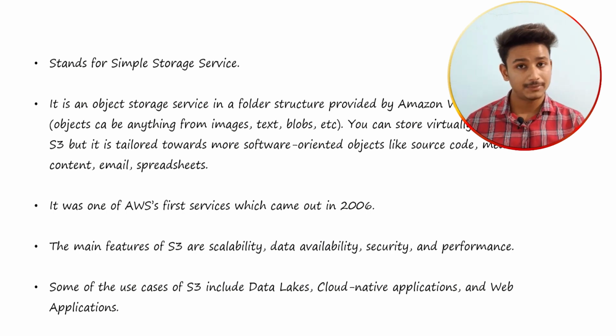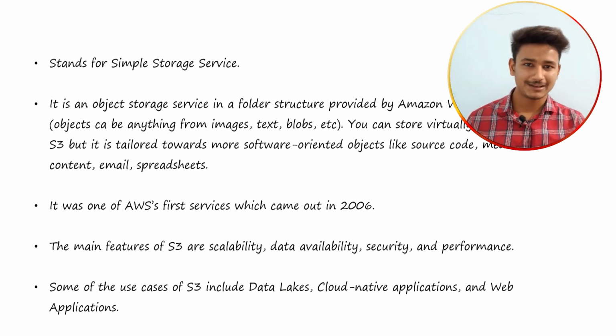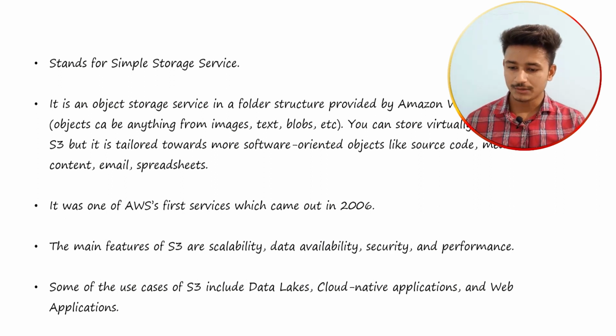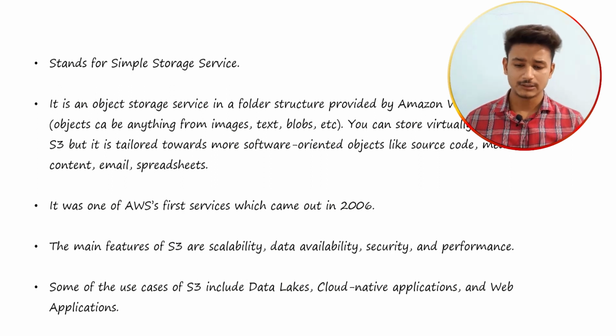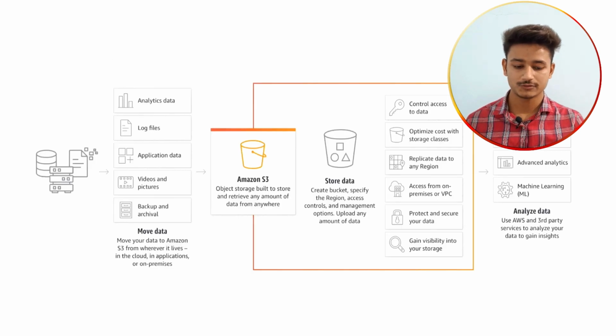Then comes data availability. Data is available 24 by 7 in S3. Then comes security. AWS S3 guarantees 99.99% safety and security. Then comes performance: data fetching, storing, or retrieving. All these things are made very simple, faster and easier in S3. Now some of the use cases of S3 include data lakes, cloud native applications, and web applications, which we will be discussing further in this video.